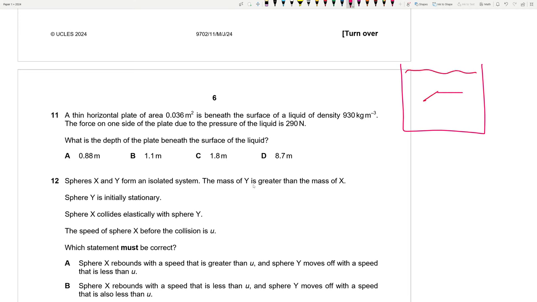So we have this plate of area this, beneath the surface of a liquid of density this. The force on one side of the plate is actually 290 newtons. Where's the depth of the plate beneath the surface? So we are looking for this depth. We know that pressure is equal to h rho g. We are looking for h, which is P by rho g.